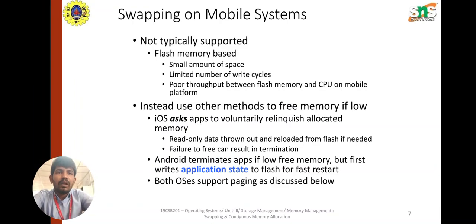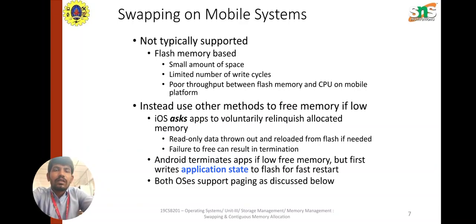Swapping on mobile systems is not typically supported. Mobile systems are flash memory based, with a small amount of space, and a limited number of write cycles. There is also poor throughput between flash memory and the CPU on mobile platforms. So instead, other methods are used to free memory.